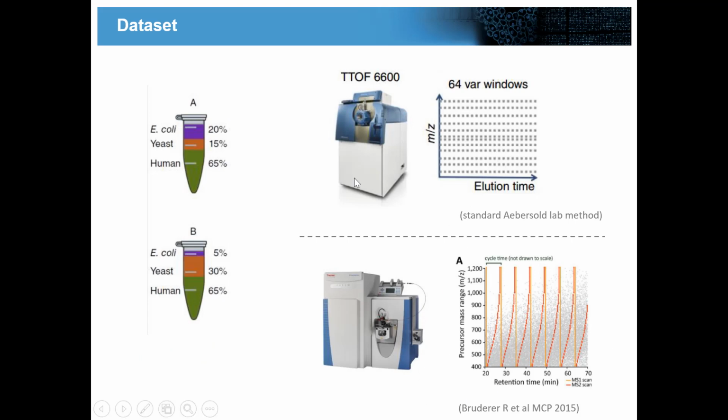We have a TripleTOF data set, TripleTOF 6600, acquired using kind of the standard 64 variable window method that we use in our lab. And we have the same samples acquired on a QE, Q-Exactive Plus. And here the acquisition setup is basically following this paper from 2015. So I think it's an 18 variable window method. So choose whichever one you like, or both if you're super psyched up.